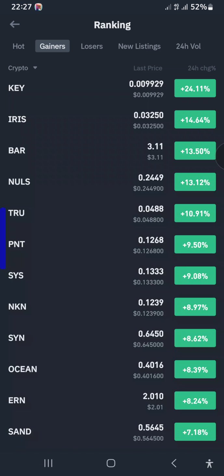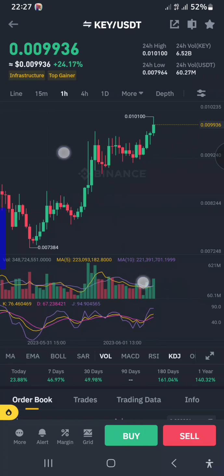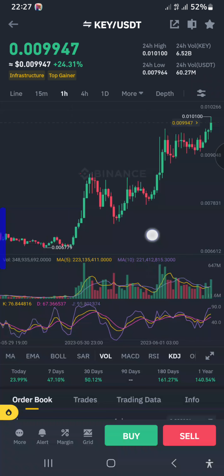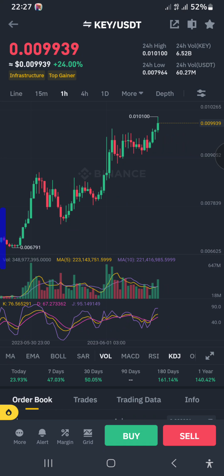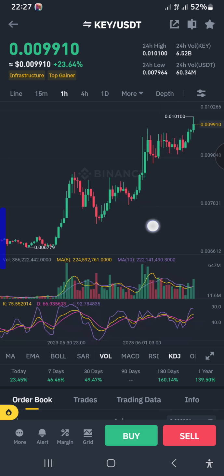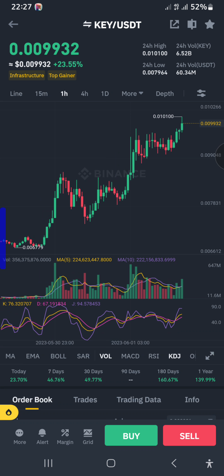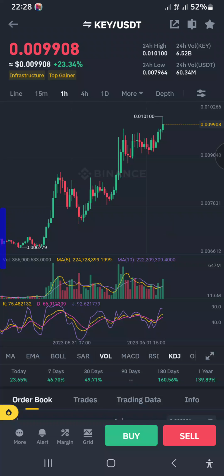So let's take this key for instance. Let it load. It has finished loading. Can you see this key is still rising? It started rising from 0.006 to 0.01. Wow. This is money, guys. This is money. Let's assume, as it is rising now, how can you gain money from these top gainers?